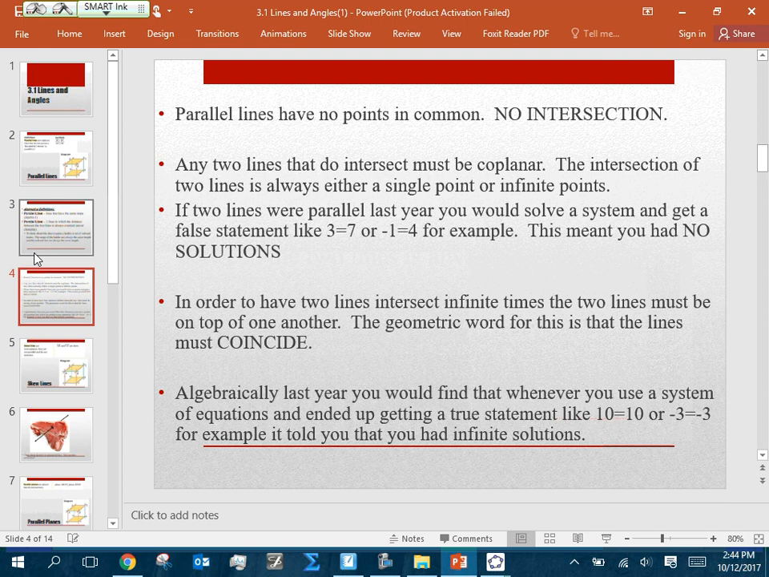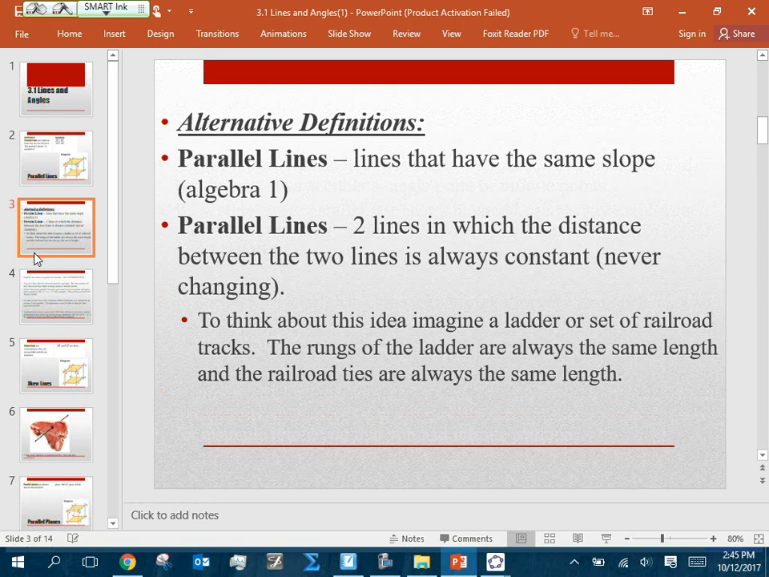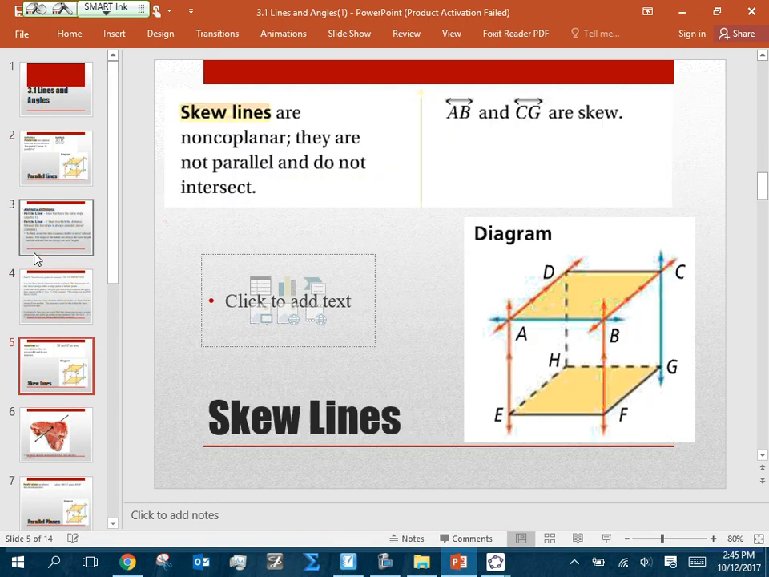There's some stuff in this slide and in the previous slide that reminds you of how you dealt with parallel lines last year algebraically with systems of equations. But for time's sake right now, we'll skip that. There is a direct link between everything you did last year and everything we do this year. We'll talk about some of that later on.